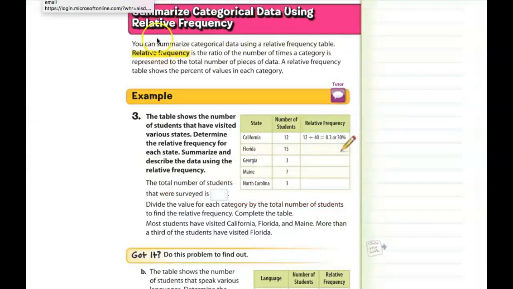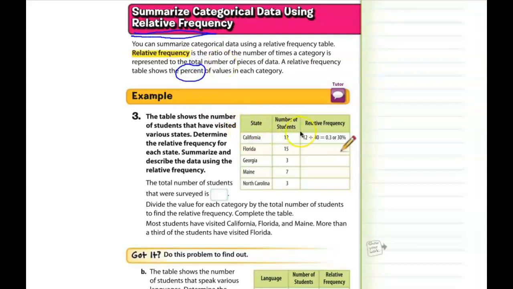Okay, probably the most important skill for us to know about summarizing categorical data is the idea of relative frequency. And we just kind of talked about that a little bit when we were discussing, okay, a lot of people like peppermint, but people also really liked cinnamon and also spearmint. So we want to be able to be more specific about how close some of these numbers are. So relative frequency is how we're going to do that. It's a ratio of the number of times a category is represented compared to the total number of pieces of data. Okay, which brings us back to our friend, the percent.